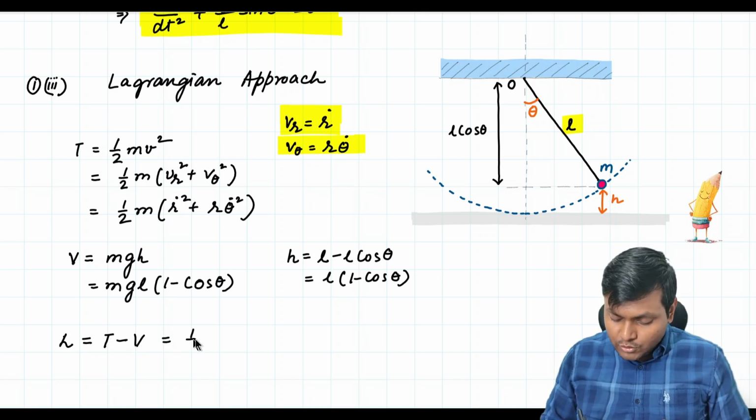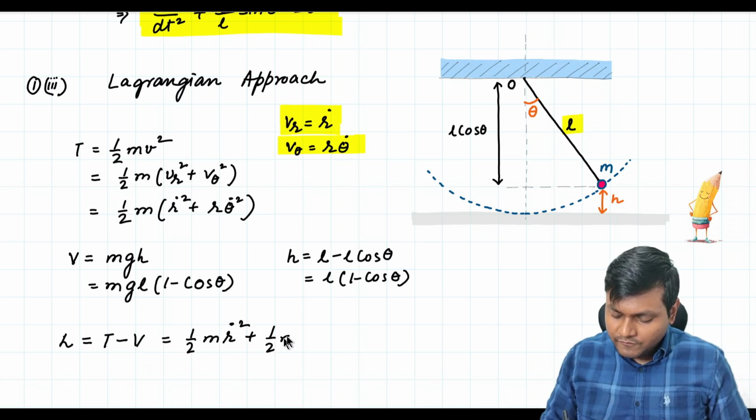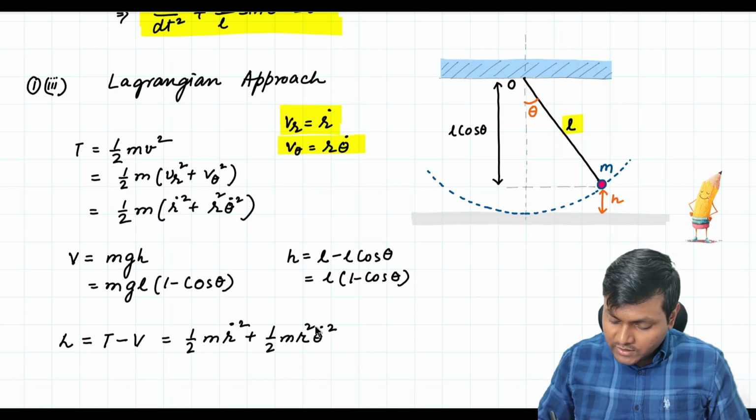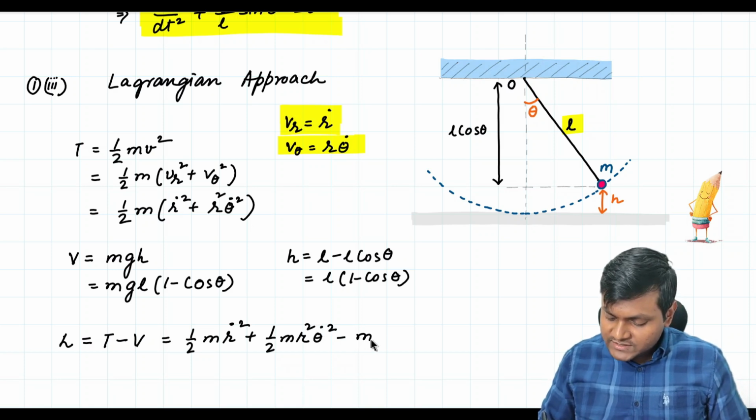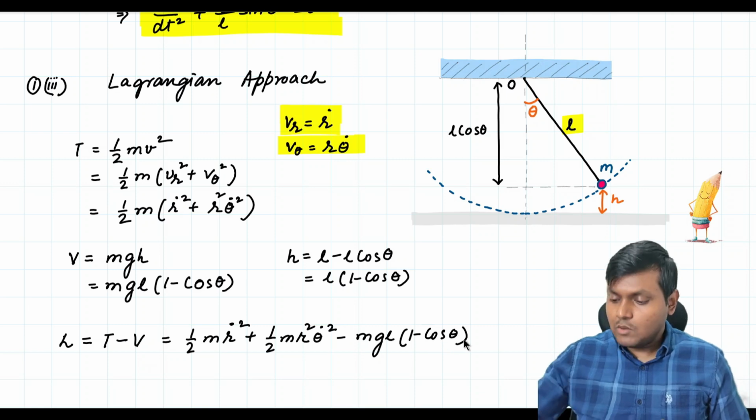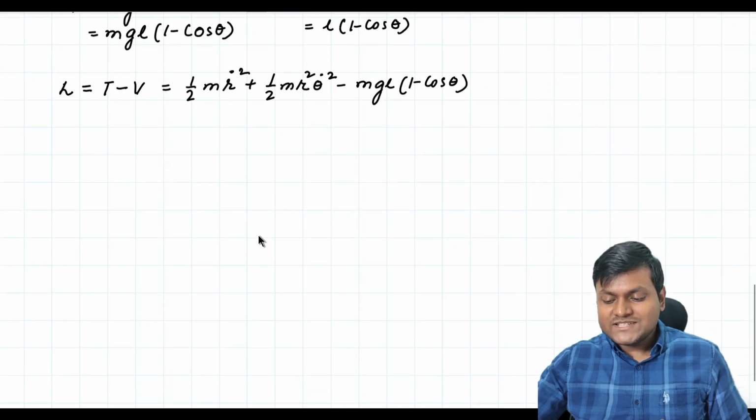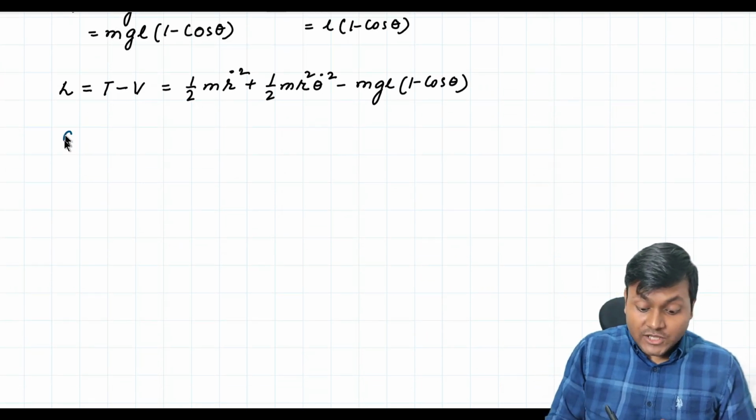So if you are not familiar, the Lagrangian is simply defined as T minus V. So this is equal to half m r dot square plus half m r square theta dot square minus mgL(1 minus cos theta). Now what do I do with the Lagrangian? What we do is we plug it into what is known as the Euler-Lagrange equation.